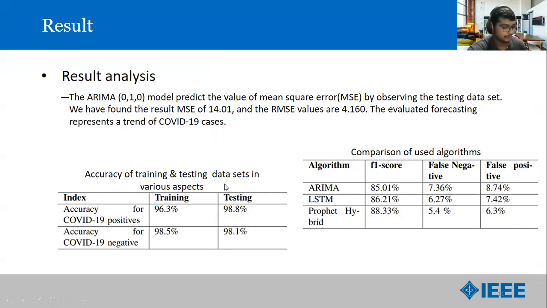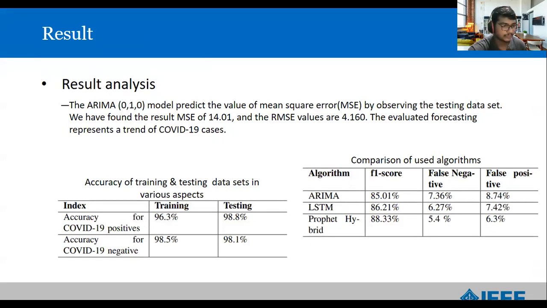Now the result section. We got the working accuracy from our dataset. The ARIMA 010 model will predict the value of mean square error. By observing the testing dataset, we have found the result MSE of 14.01, and the RMSE value is 4.160. The evaluated forecasting represented the trend of COVID-19 cases. The tables present the accuracy and algorithm comparison.